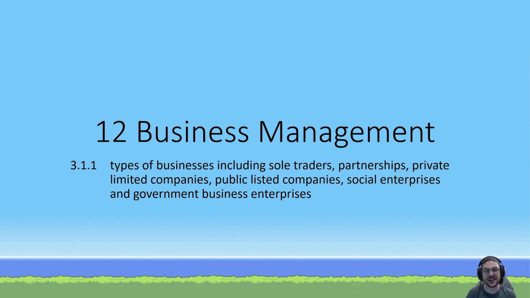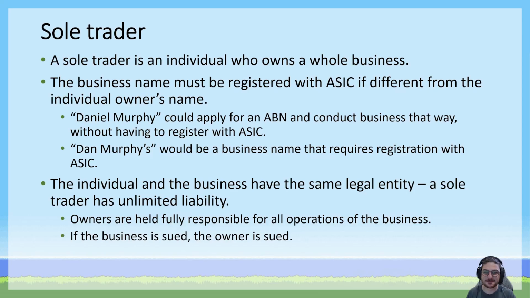In today's lesson, we're looking at key knowledge point 3.1.1. That is Unit 3, Area of Study 1, and the first key knowledge point for this area of study. Today specifically, we're looking at types of businesses, and helpfully, this key knowledge point, like many in the study design, includes a list of specific examples that you'll need to know in order to demonstrate your understanding of this key knowledge point. That is, that these types of businesses include sole traders, partnerships, private limited companies, public listed companies, social enterprises, and government business enterprises.